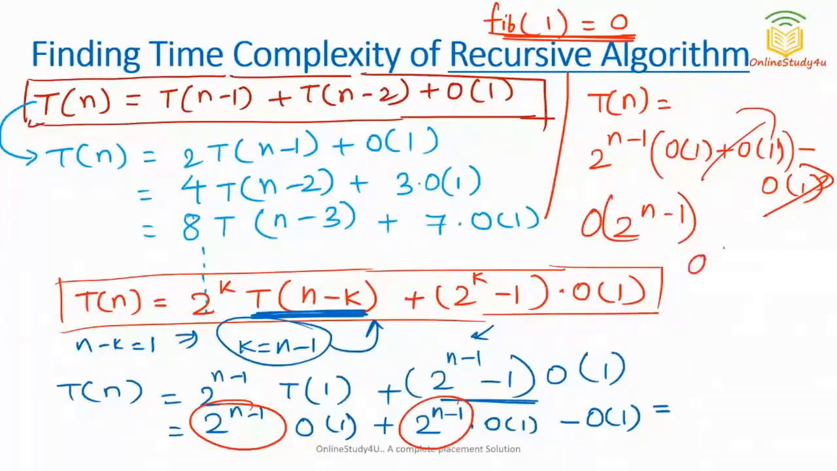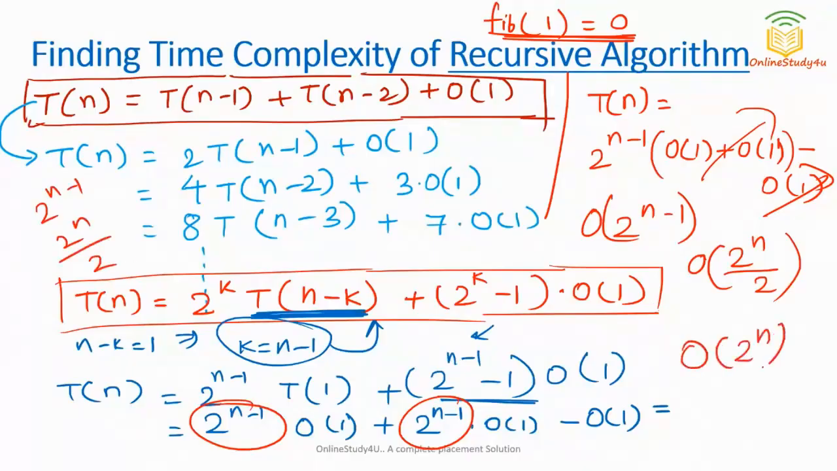So this can be written as big O of 2 power n by 2. Is it clear? Because we can express 2 power n minus 1 as 2 power n by 2. So this can be written as big O of 2 power n. So this is our answer. The time complexity for Fibonacci number is big O of 2 power n. Any doubt?